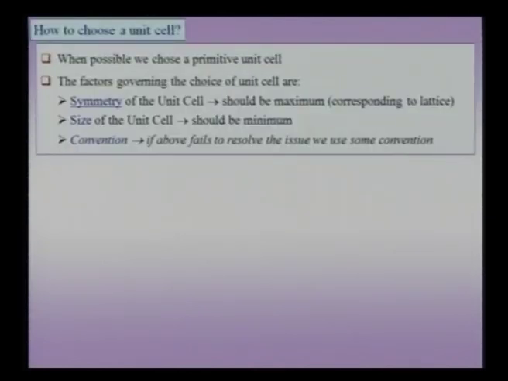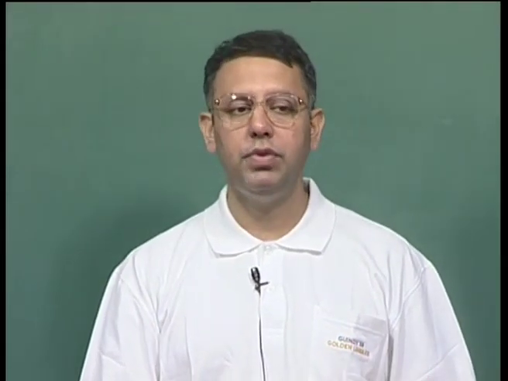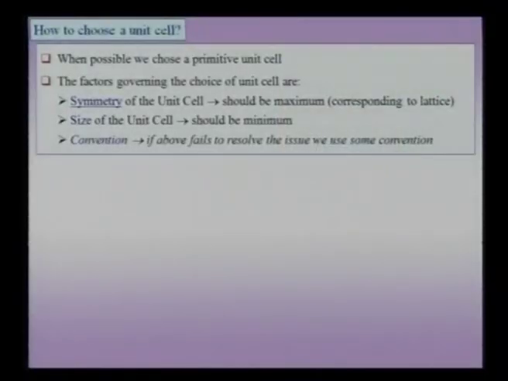Now how do we go about choosing unit cells? As we have pointed out, there are infinite ways of choosing a unit cell even for a very simple structure like a two-dimensional lattice. But there are certain guidelines which help us in choosing a unit cell, so that when we make what we may call a convention, when we communicate with each other, we have a standard unit cell which we can refer to. So the first criterion which is typically used is the criterion of symmetry.